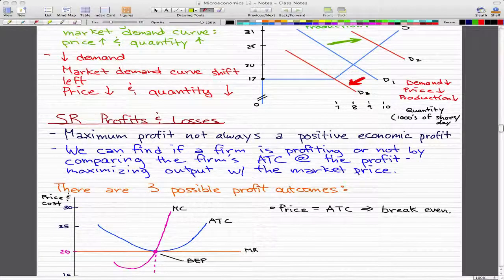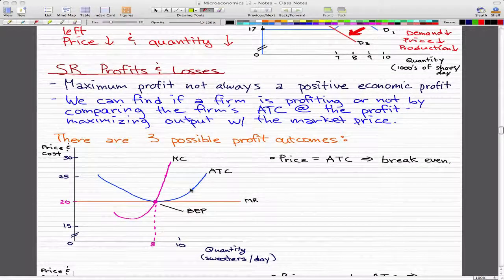So, like I mentioned in the last video, what we're going to go through today is short-run profits and losses. Now, I already went through a little briefing with you guys, and what I pretty much said in the last video is we can find if a firm is profiting pretty much by comparing the firm's average total cost curve to the price. So that's what we're going to do, and we're going to do that by looking at these three graphs. It's actually really simple.